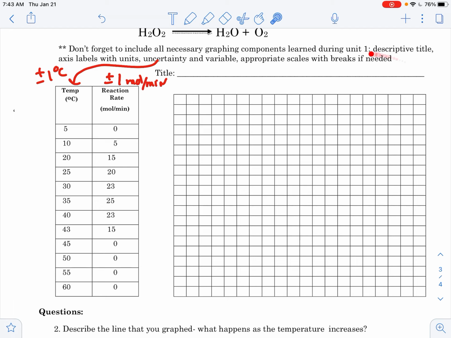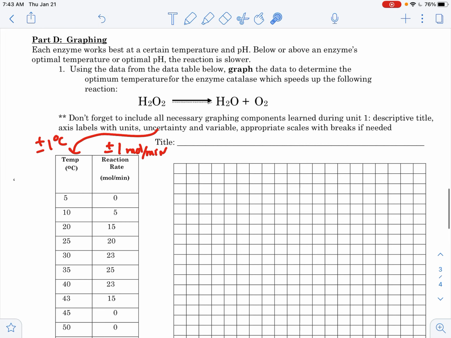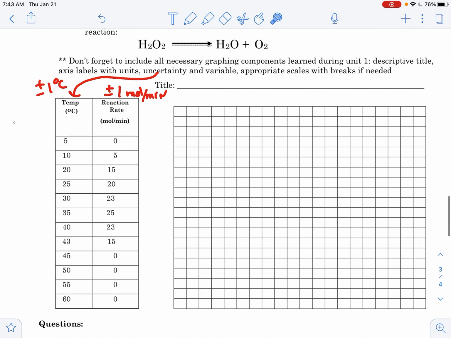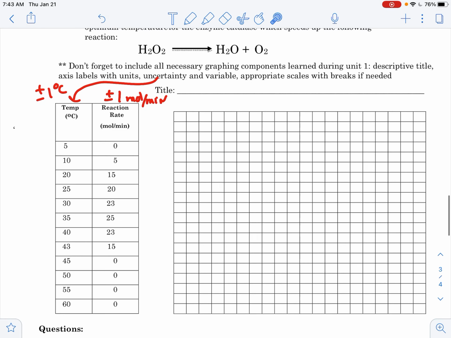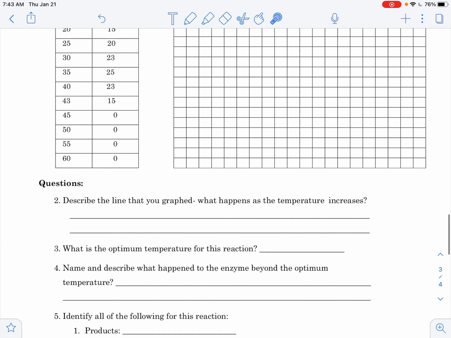Don't forget, your title has to have 3 things. Your subject, in this case our subject is the enzyme, okay? Although it doesn't give you, yes it does, the enzyme's name is catalase, okay? And the independent variable and the dependent variable. So come up with a title telling me what this graph is, okay? Using those 3 things: the enzyme name, that's your subject, and your independent and the dependent variable, okay?